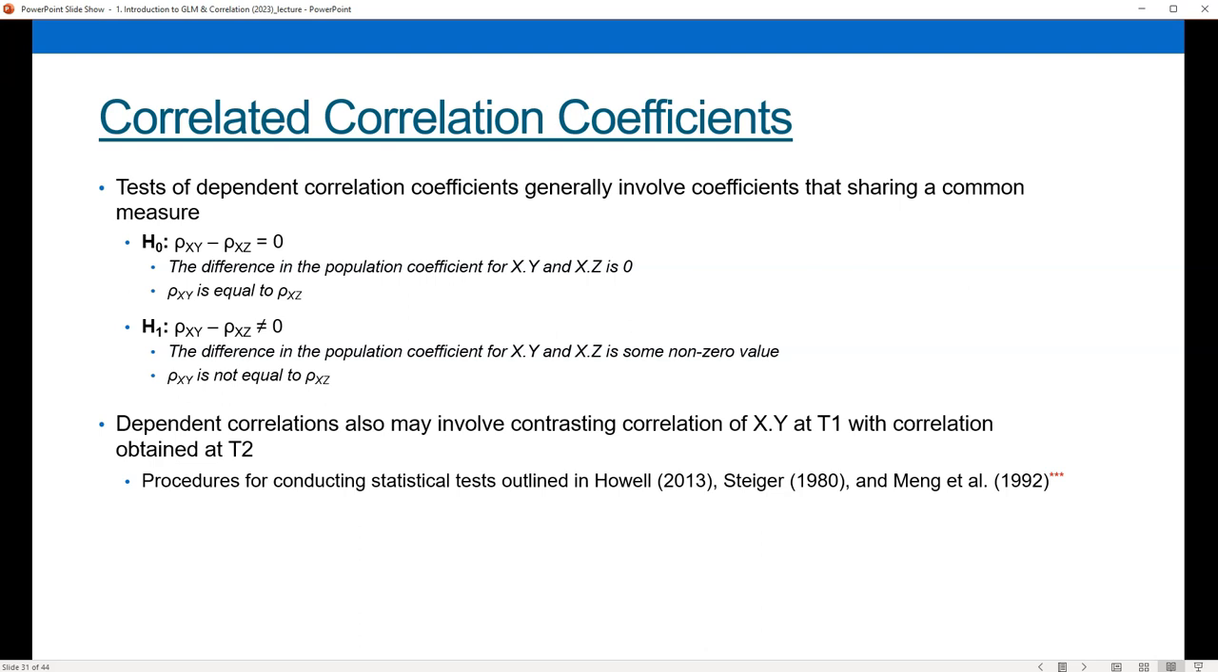Going through and running these calculations is a little bit more involved than the stuff that we've done before, but procedures are outlined in the Howell text, that Steiger paper that was assigned, and then the Meng paper. The Meng paper is really nice because it starts to give you options for other things that you can start to do with this that are pretty cool. So make sure that you go through, read those carefully, and help get your mind wrapped around what's going on here. But let me know if you have questions.